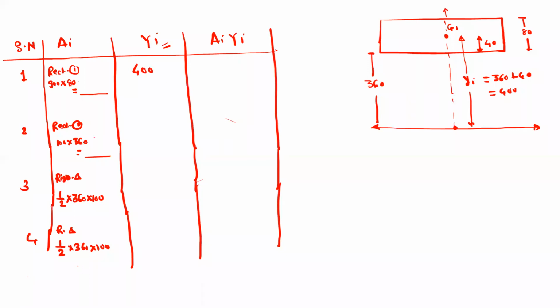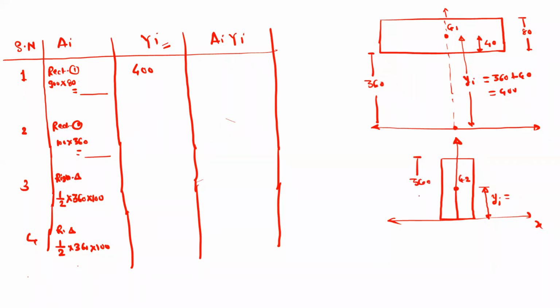For rectangle 2, this is the rectangle 2. This is x-axis and this is the y-axis. This is center of gravity for the rectangle 2, so this is G2. So this distance is nothing but the y coordinate, distance along the y-axis. So this is yi. This height is 360, so this will be 360 by 2. So it is 180. So for rectangle 2, yi is 180.